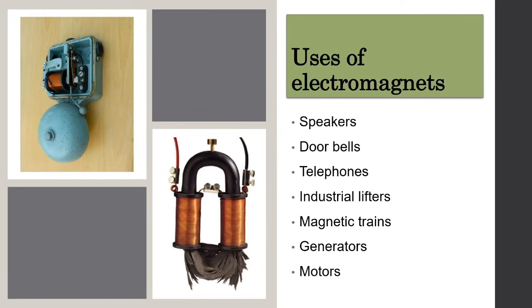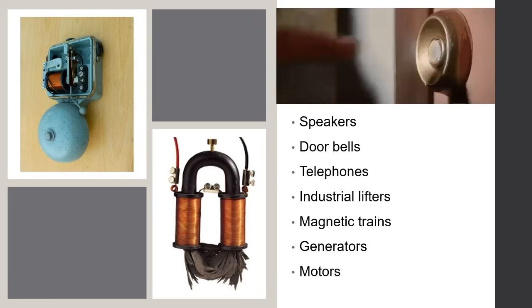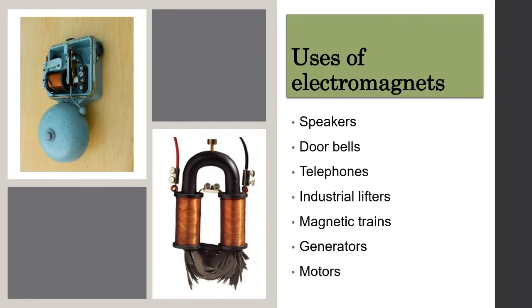Now, where do we use electromagnets? Electromagnets are found in many devices that we may not even be aware of. You may never see electromagnets, but they often lie hidden in many electronic products which you use. For example, a doorbell. When you press the doorbell, the electric current creates a magnetic field that attracts the ringer, which is this part over here, to strike the bell when the doorbell rings.